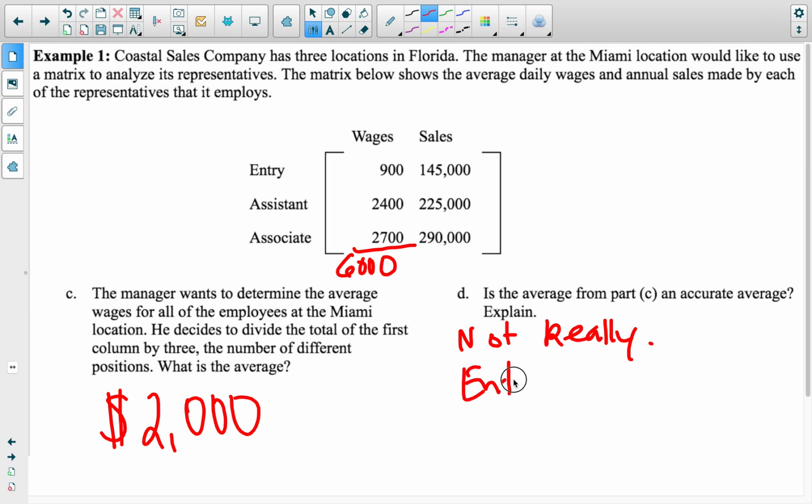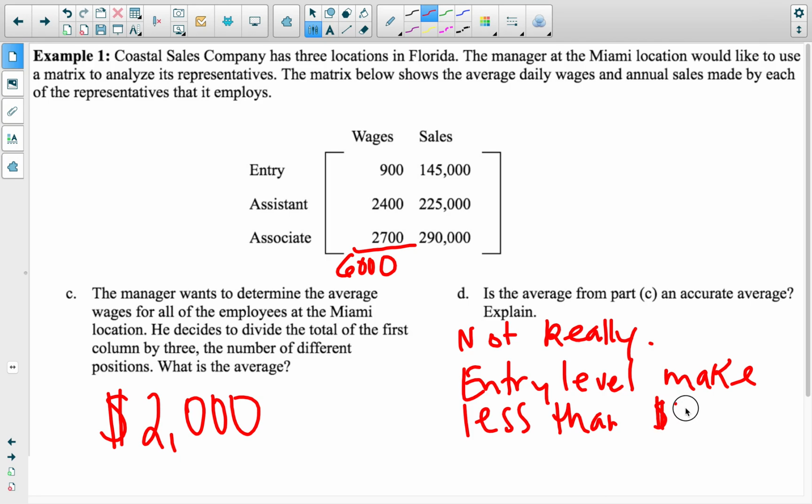Entry level, they make less than 2,000. So say it depends on your position, all right?